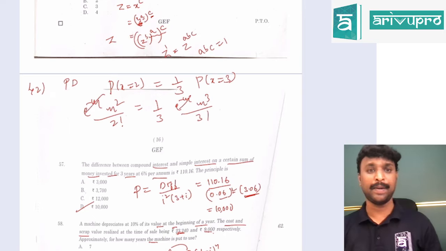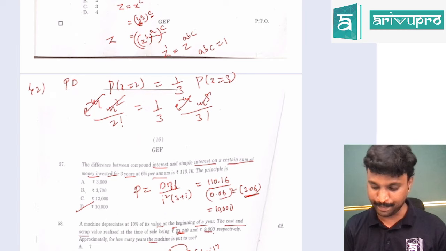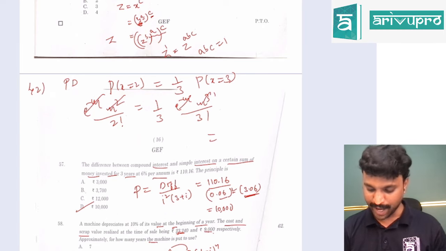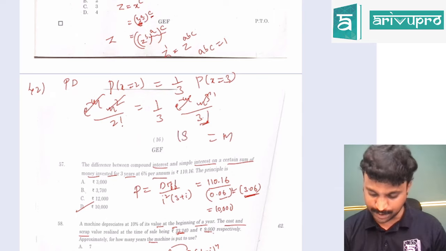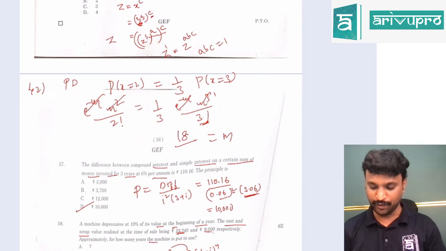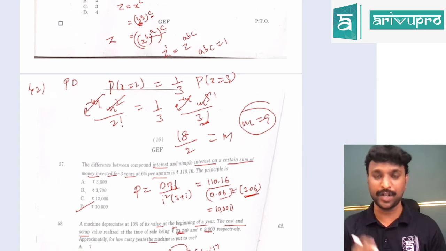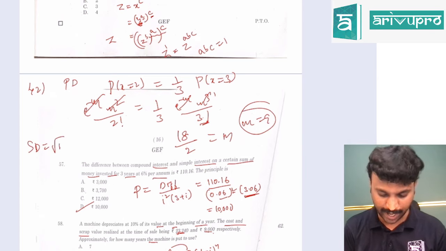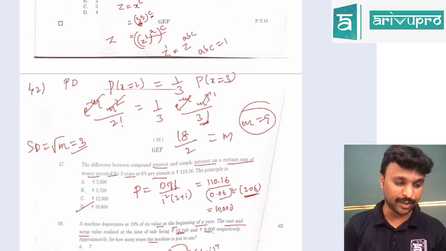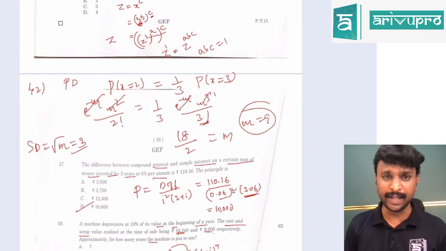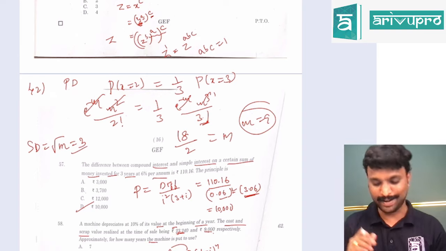E power minus m cancels, m square cancels m power 3, so m power 1 is remaining. So m is equal to, guys, 3 factorial is what? 6. 6 3s are 18. 18 comes to the left hand side as a numerator. 2 factorial is 2, so m is equal to 9. M is basically variance. The question asked is standard deviation. SD is root m. That means root 9 is 3. So standard deviation is 3. So option B is the right answer.